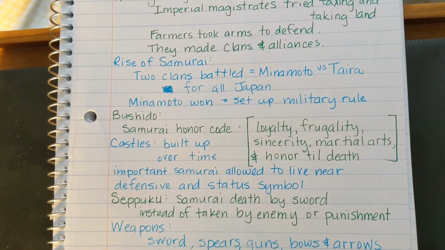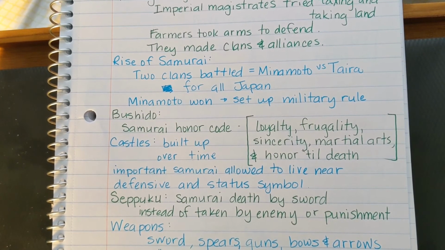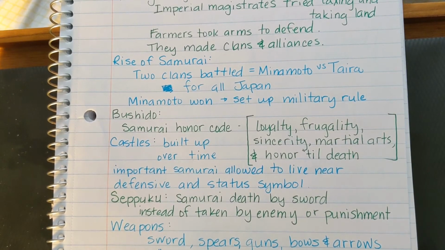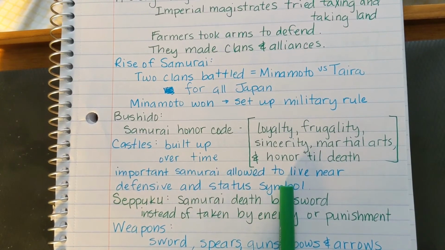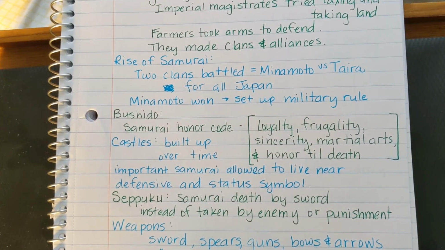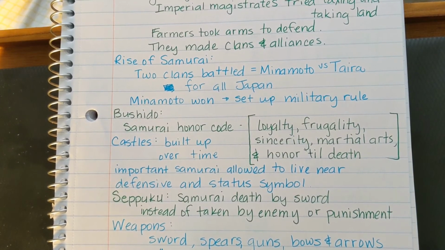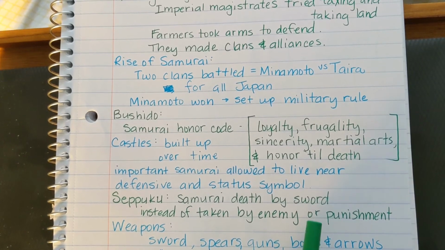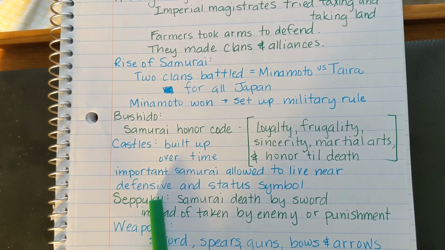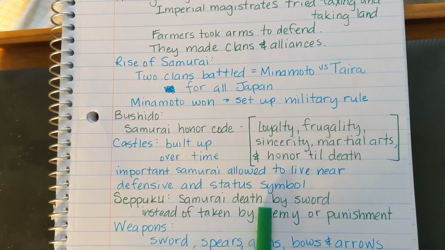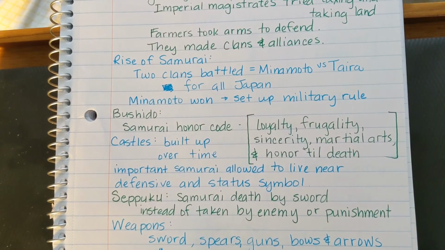Castles. Fun fact during this time. They were built up over time. They started out as forts and ended up as castles over years and decades. If you were an important samurai, you were allowed to have a house near the castle. We're not talking huge medieval styles. That was not a thing. The castle is seen as a defensive place where you could defend your area, defend your clan, and a status symbol. Only the cool kids got a castle.